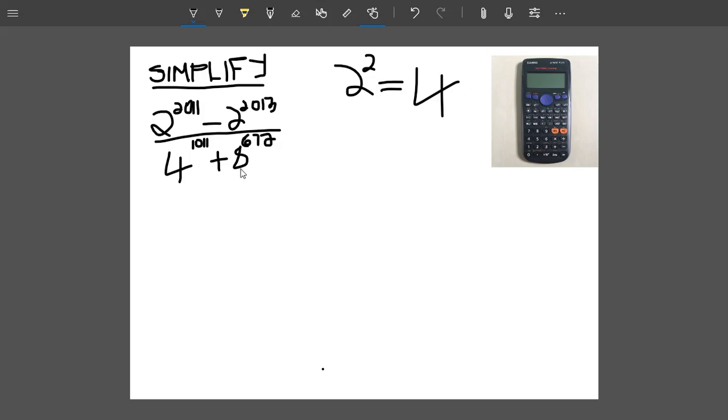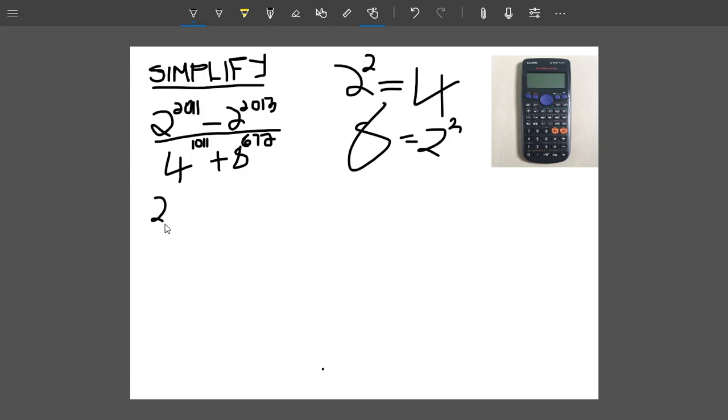So 8, you're doing the same thing. When you take 8, it will give you 2 to the power 3. It's very much important, guys. Note that. Now let's begin solving our problem.